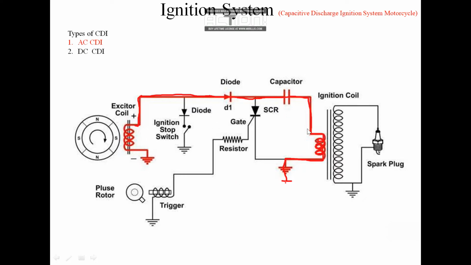The capacitor takes time to charge. This voltage source is developing a power of 400 volt. Till the capacitor voltage and the voltage source voltage, meaning the AC generator voltage, are not matched or do not attain equal potential, till that time the capacitor goes on charging.